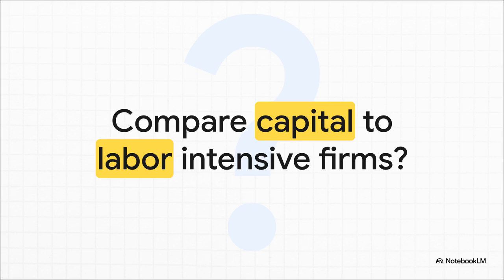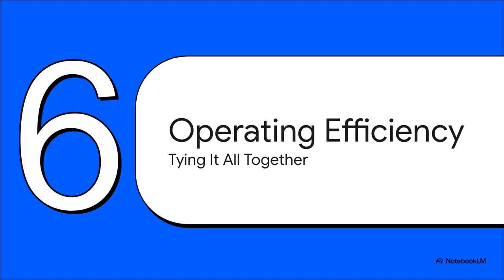So their turnover ratio is going to look astronomically high compared to the automaker's billion-dollar assembly lines. Comparing them is literally like comparing apples to bicycles. It makes no sense. Always ensure you have the proper industry context before you start making comparisons. And finally, Section 6, long-term operating efficiency, tying it all together.